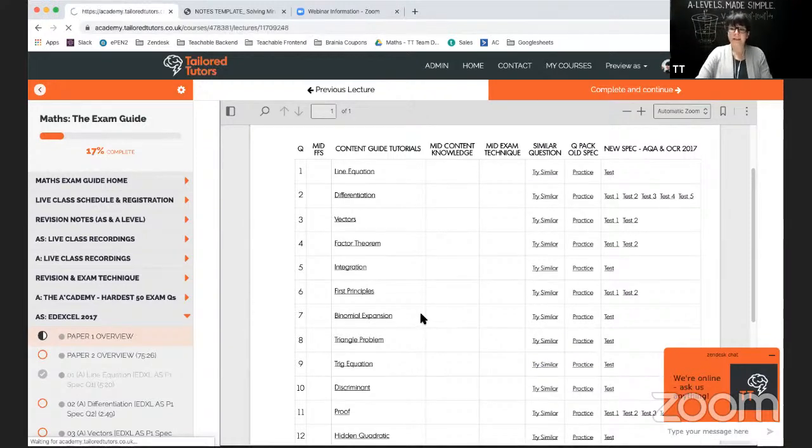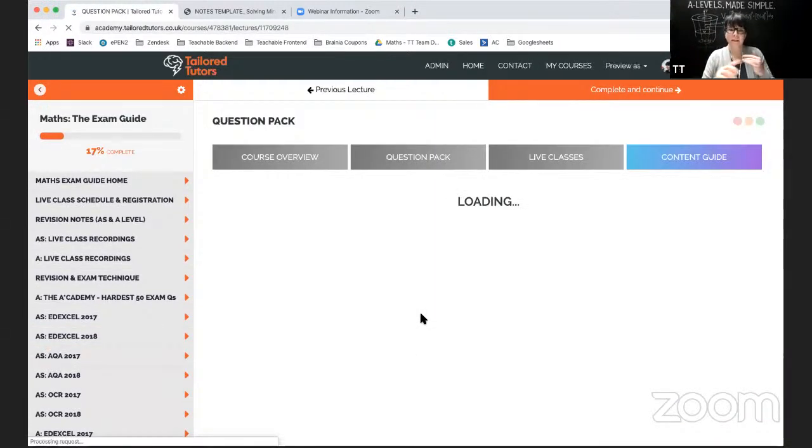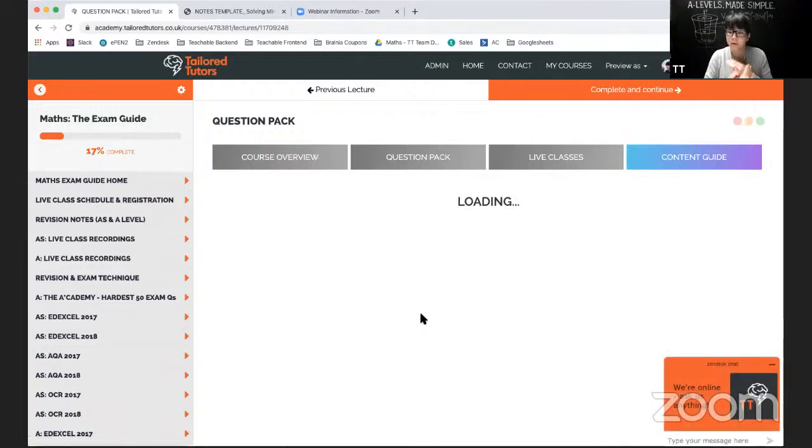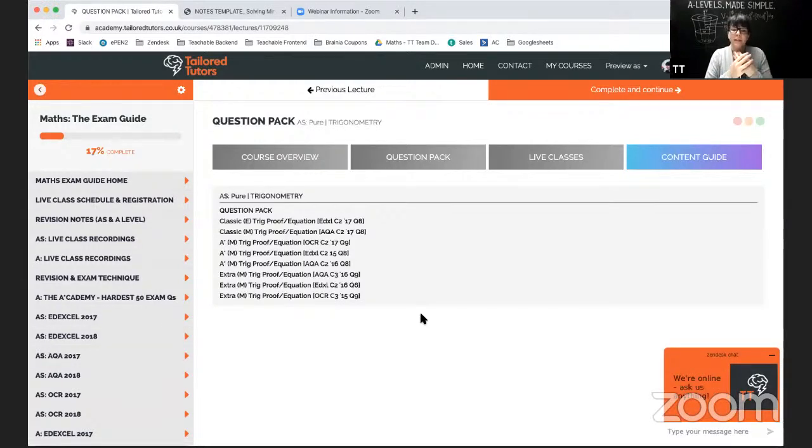So the question pack is from old spec papers. What I did was I went through, you can imagine how much fun this was, C1, C2, C3, C4, FP1, FP2, M1, M2, S1 and S2, that's 10 exams for Edexcel, and AQA and OCR and MEI for 2015, 2016, 2017, so 3 years' worth. A million questions, and then I just picked out the ones that are most relevant to the new spec.